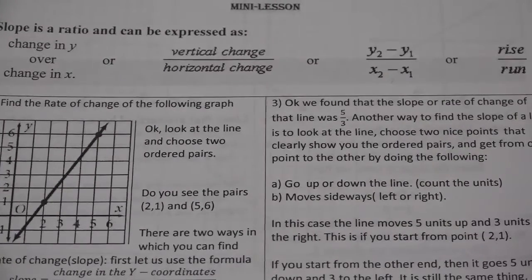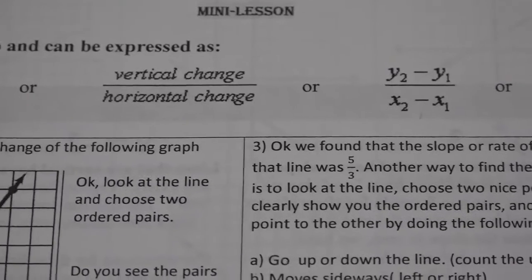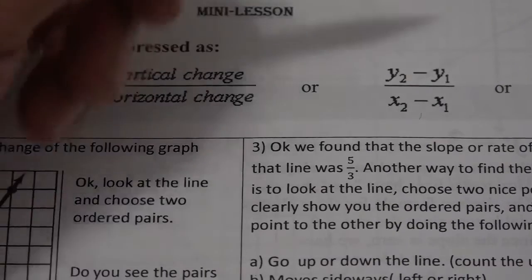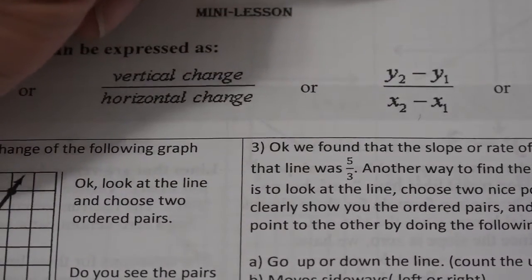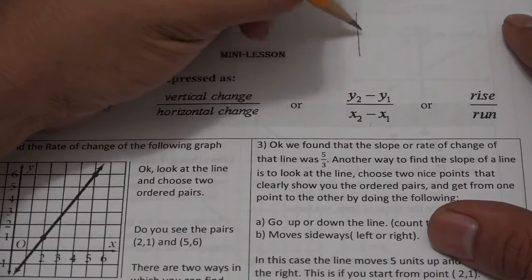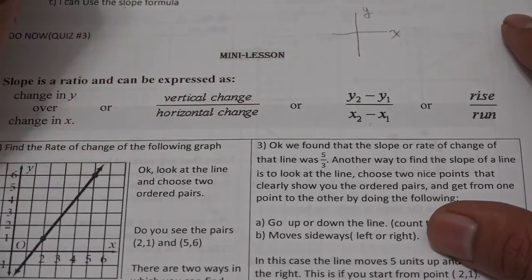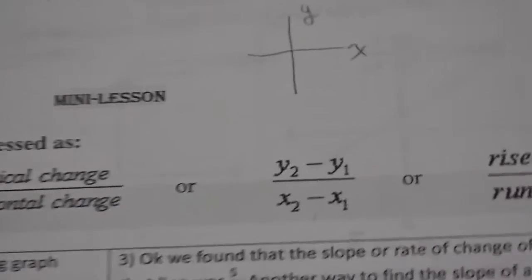This is the formula for slope. There is no way to know the formula unless you memorize it. So rise over run. Look at this. This is y. Okay, so let's have a couple of examples. You have the x and y axis. See it? X and y axis.